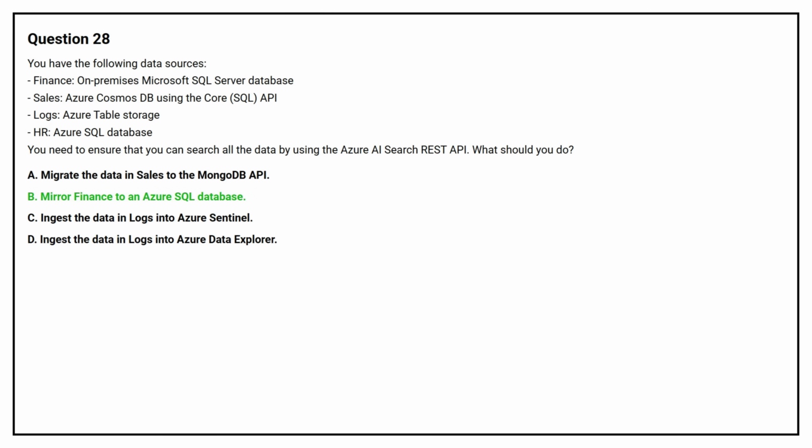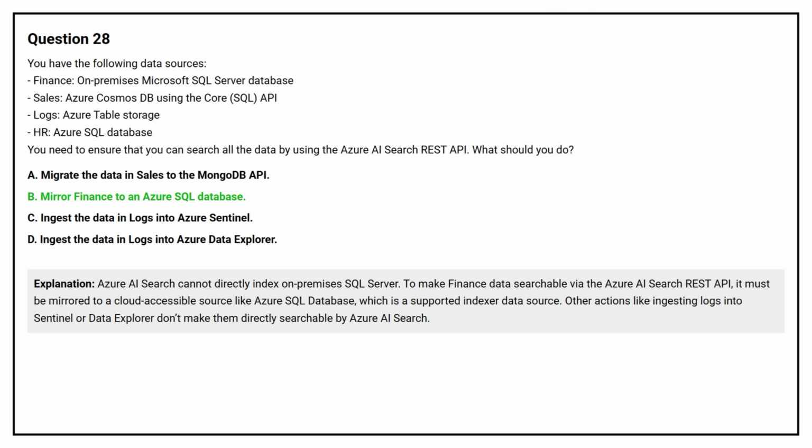The correct answer is option B. Mirror Finance to an Azure SQL database. Azure AI Search cannot directly index on-premises SQL Server. To make finance data searchable via the Azure AI Search REST API, it must be mirrored to a cloud-accessible source like Azure SQL Database, which is a supported indexer data source. Other actions like ingesting logs into Sentinel or Data Explorer don't make them directly searchable by Azure AI Search.